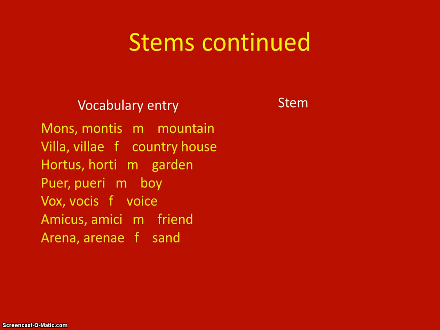Okay, so your stems. For mons, montis, we said you take your genitive and you remove the -is, so your stem is mont. Villae, you remove the -ae. Horti, you remove the -i. Pueri is also the -i. Vox, vocis, you're removing the -is. Amici, the -i, and arenae, the -ae.